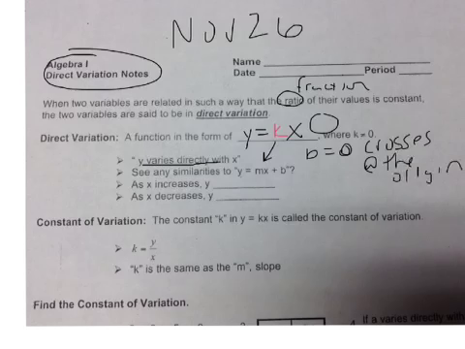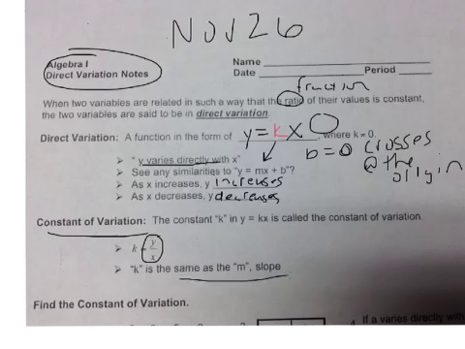Okay. Some other things to think about: as the x value increases, the y value also increases. As one goes up, the other goes up. And likewise, as x decreases, the y value decreases as well. The constant of variation is what k stands for. Y equals kx, k is called the constant of variation. K is found by dividing the y value by an x value. This turns out to be the same as the slope.